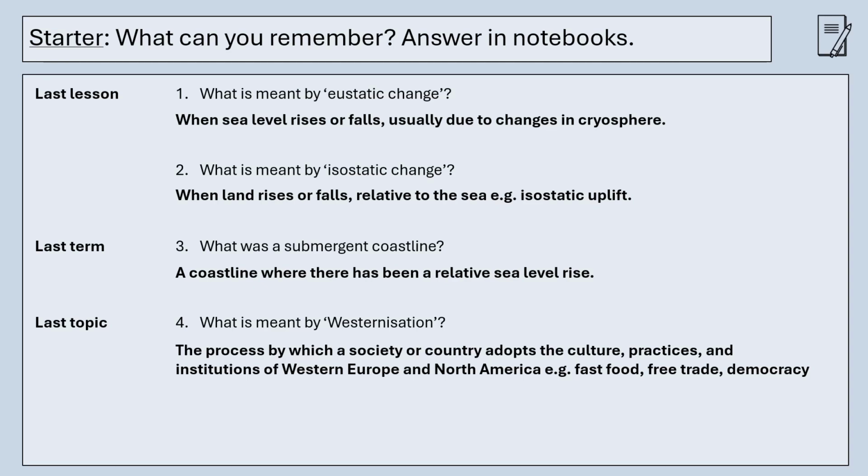So, well done if you got all of them correct. As I always say, if you're struggling to remember these key terms, use Brainscape to help you practice learning them, as well as the revision notes on Teams, as well as your booklets and everything else that we do in class.